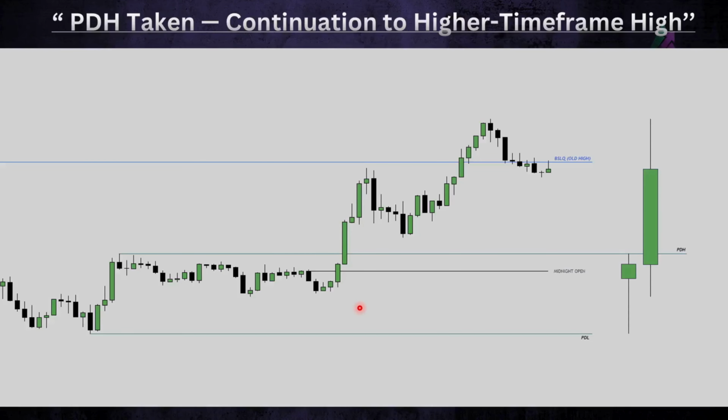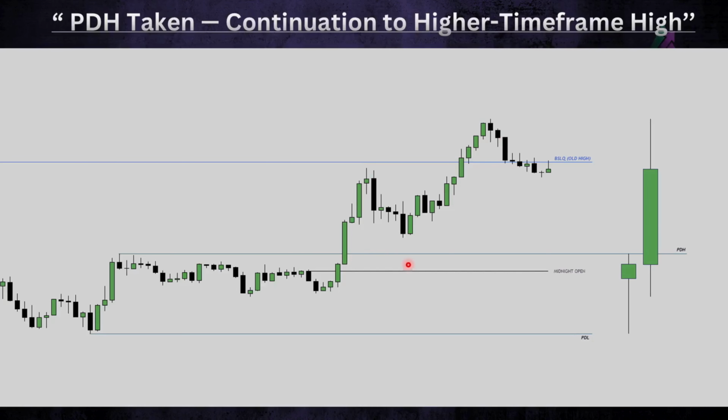Okay guys, so in this example, we have previous day high taken, continuation to higher time frame high. As you can see, price moves up, takes the previous day high. After that, price doesn't change direction, it keeps going higher. And as I mentioned before guys, when we talk about previous highs and lows, it's not limited to just the prior day. Price can also be reacting to a previous week high, a previous month high or a higher time frame imbalance sitting above. And that's what's happening here.